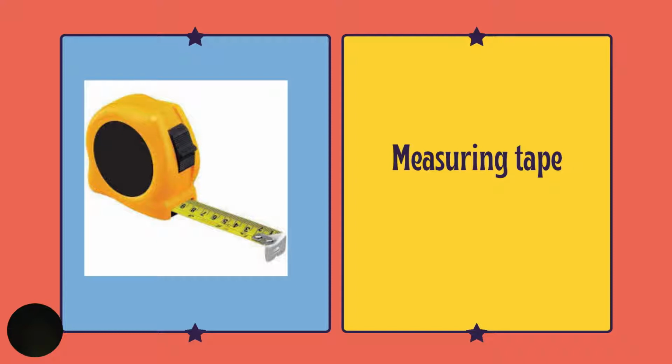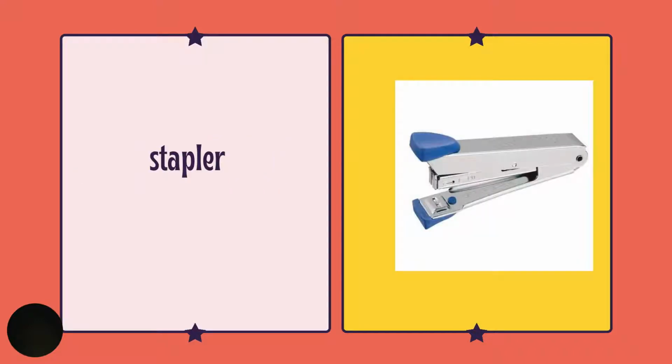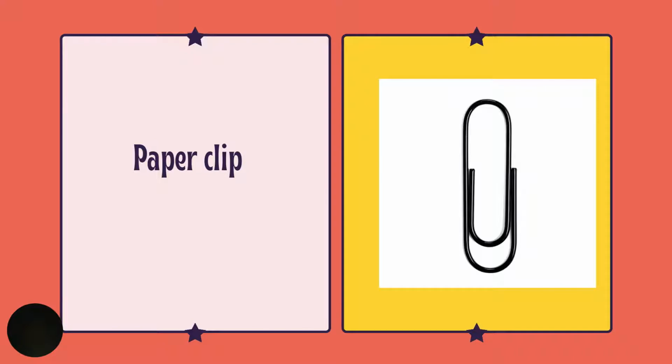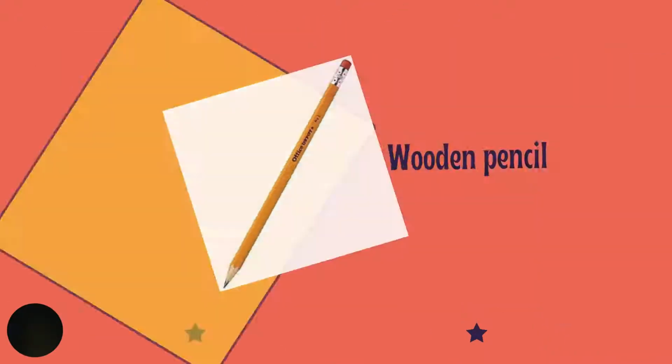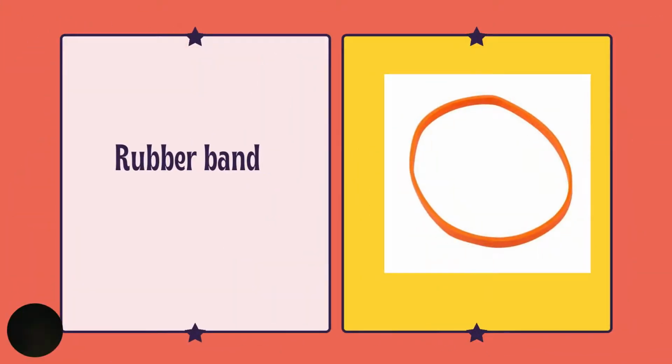Here is the measuring tape that I use. Stapler. Paper plane. I use this type of paper plane. Paper clip. Wooden pencil. And rubber band.